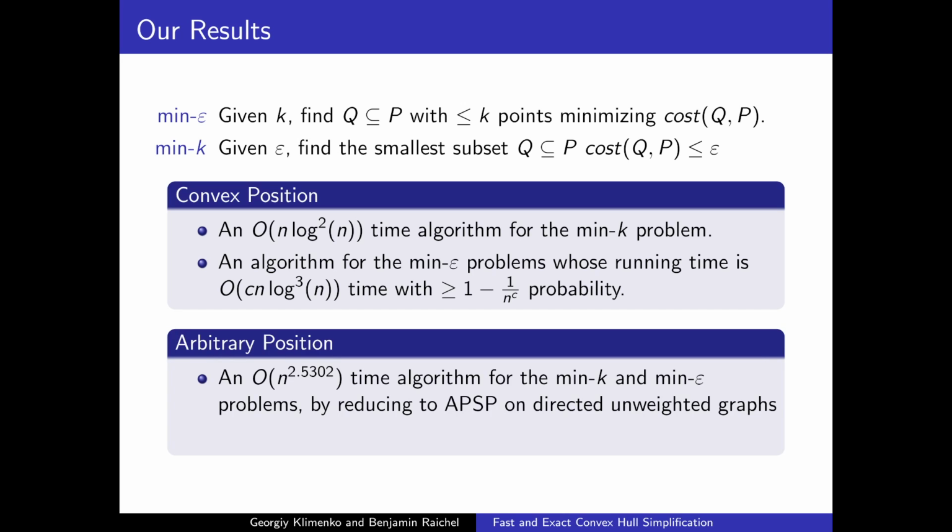For the general case, we reduce our problems to the all pairs shortest path problem on directed unweighted graphs, and we solve our problems in the time n to the 2.532, which is essentially the time to solve all pairs shortest paths on directed unweighted graphs. And we also get a slightly faster version for the min epsilon algorithm for small k by solving a slightly different graph problem, and it works in k n to the 2.376 time.